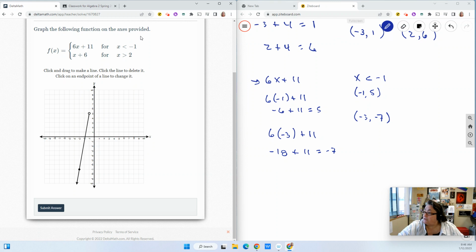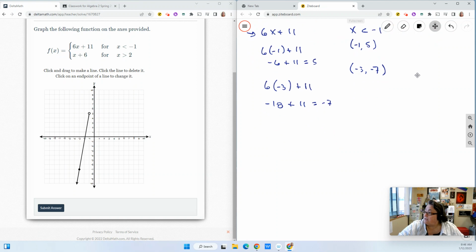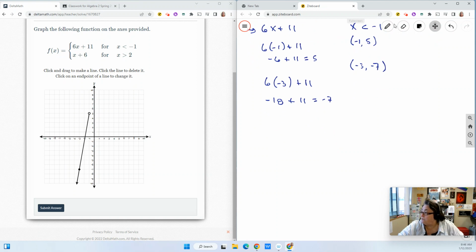So we've graphed our first line, and now we have to graph our second line. We're going to do the same thing, but we're going to do it for x plus 6. And our parameters are just x is greater than 2, every number greater than 2. So we're going to start by plugging in 2 for our x value. 2 plus 6 equals 8. So when we plug in 2, we get out 8.